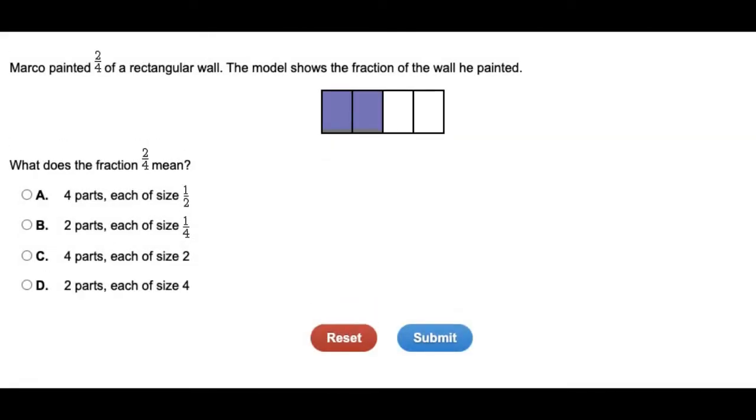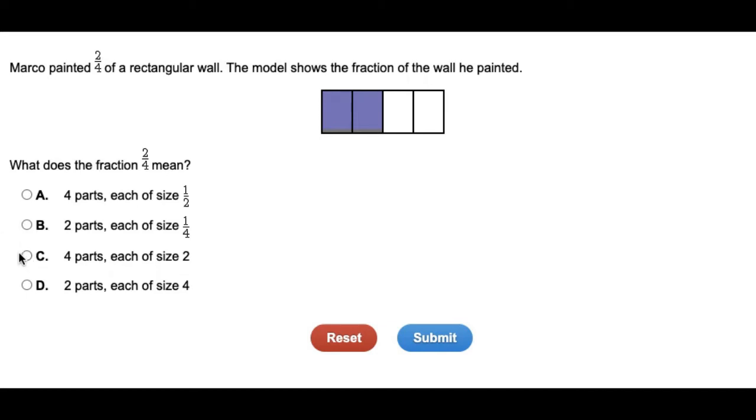So Marco painted 2/4 of a rectangular wall. That means if we divide the wall into 4 equal parts, he painted 2 parts. Yeah. The model shows the fraction of the wall he painted, right? Yeah. What does 2/4 mean? 2/4 means there are 4 parts and each of size is 1/2. This is wrong. There are 2 parts each. No, there are 4 parts and each of size 2. 2 parts each of the size is 4. I think we should go with C.